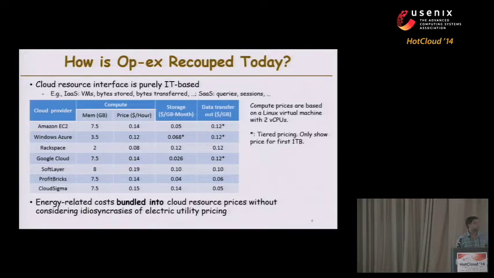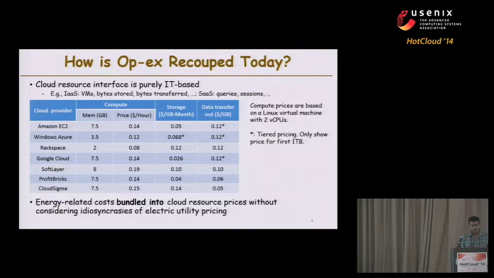So I was saying, how are the energy-related costs passed over to tenants? Essentially, energy-related costs are bundled into the prices that the cloud provider associates with these IT abstractions. And that is done without considering important idiosyncrasies of electricity pricing, and also without considering performance-related idiosyncrasies for different kinds of tenants. So our focus will be on the first kind of features, which is idiosyncrasies of electric utility pricing.